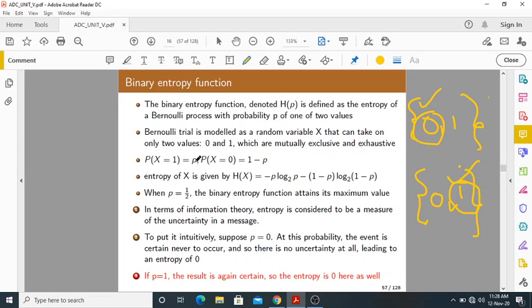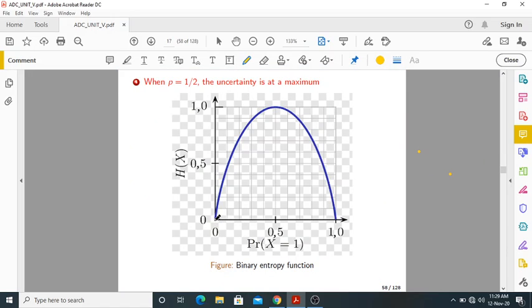So when is it maximum? When p equal to 1 by 2, what happens? 1 by 2 log 1 by 2. Can you tell me what is the answer? The answer is 1. You try to solve it. When p equal to 0 and p equal to 1, H of x is 0. When p equal to 0.5, entropy would be maximum. How much is that? 1. Here it should be a point, not a comma. Now this is the binary entropy function, and it is a curve like this.